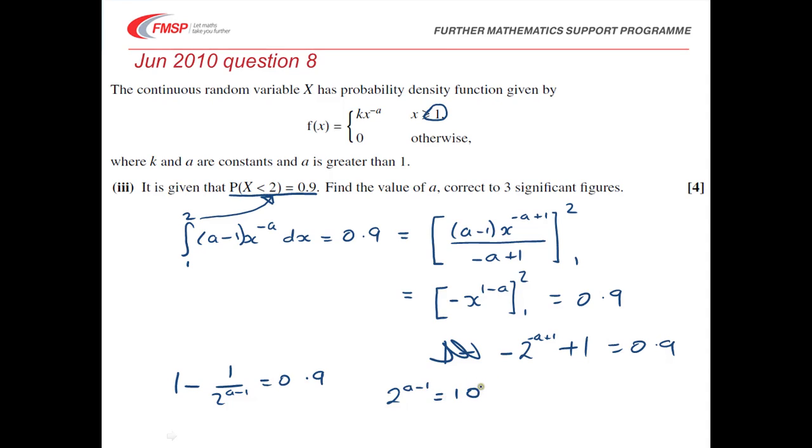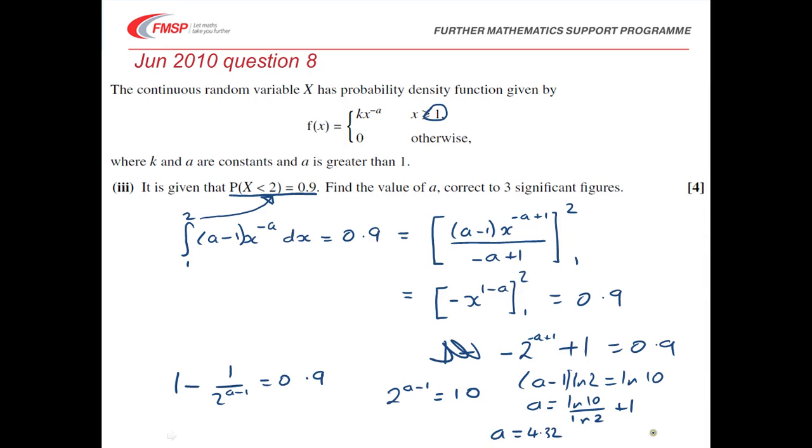Okay, and then of course to solve this, we're going to take logs. So taking logs of this equation, we're going to have a minus 1 ln 2 is equal to ln 10. So a is going to equal ln 10 over ln 2 plus 1, and that's going to leave you with a value of 4.32.